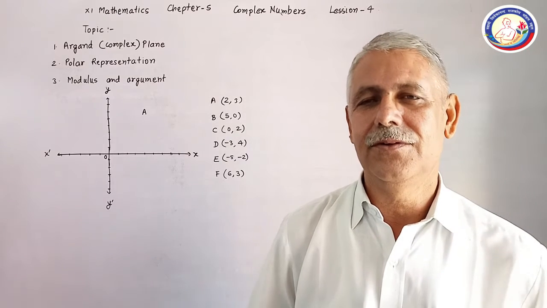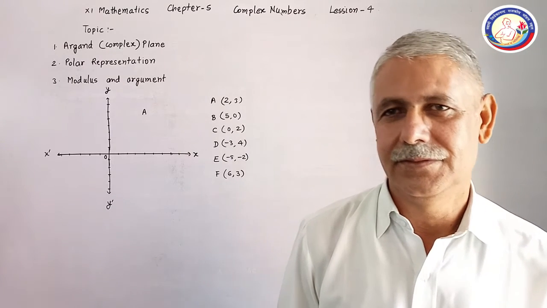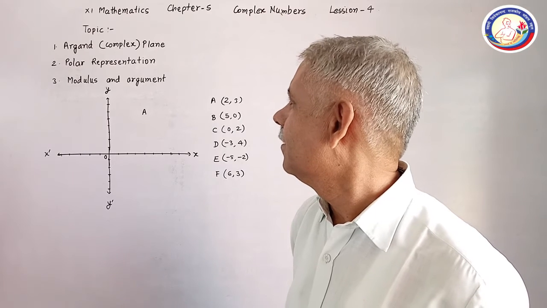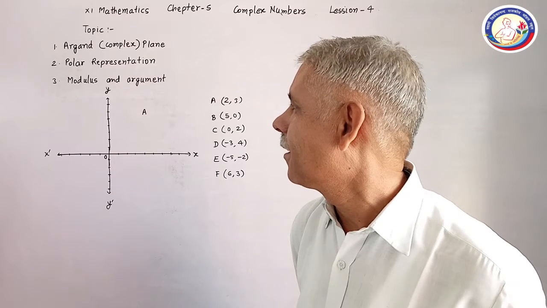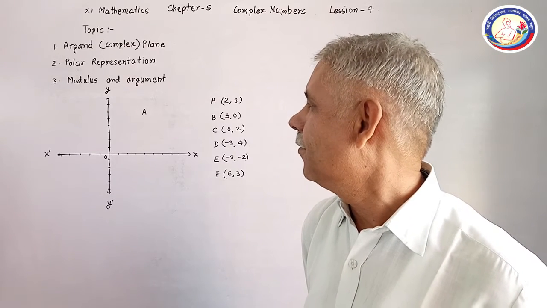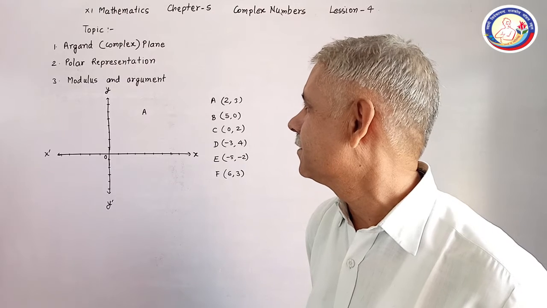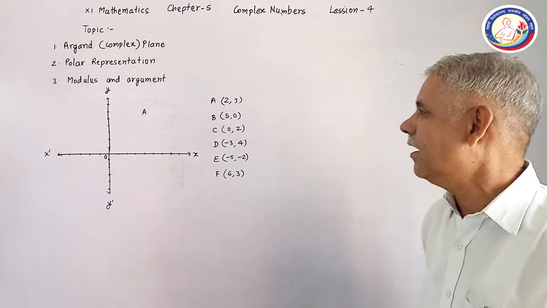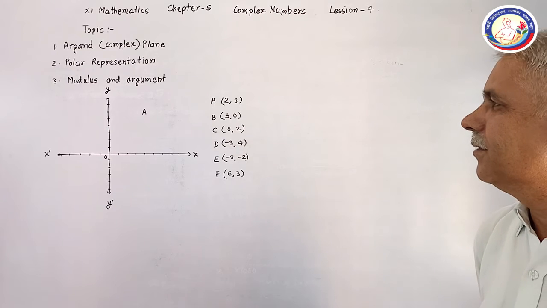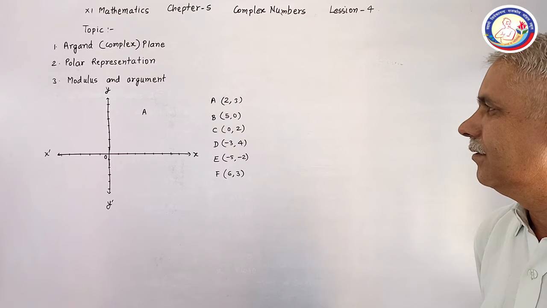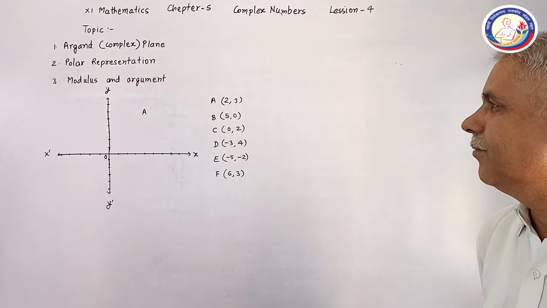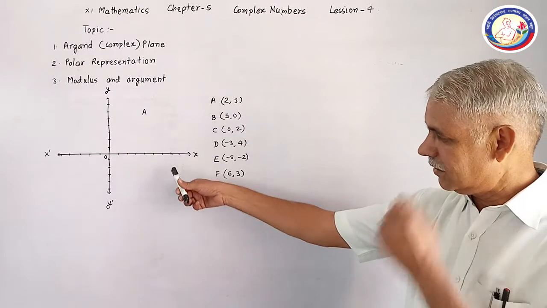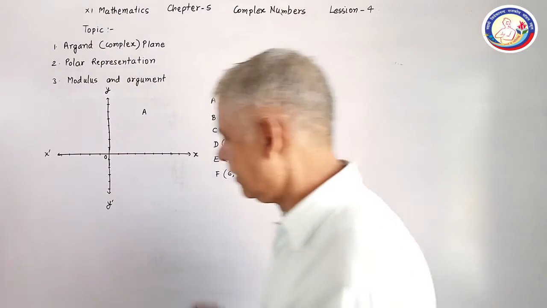Today, we are going to study these topics. First of all, complex plane, then polar representation of complex numbers, and to find modulus and argument of complex numbers which are given to us in polar form. Now take this figure under consideration, or see here.